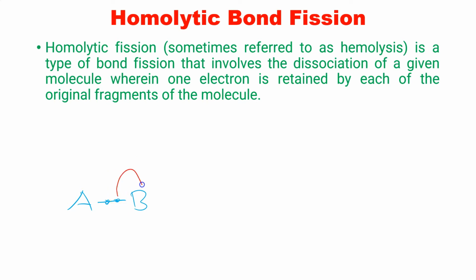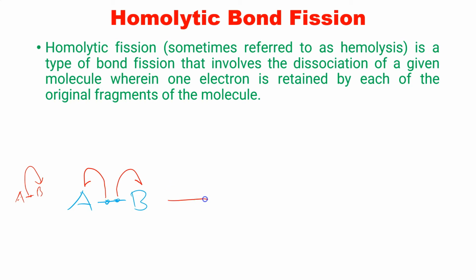So one electron comes towards A and one goes towards B, and this arrow is a fishhook arrow which has only a half head. It does not have a full double head, because it indicates that only one electron is being transferred. When there are two electrons, as we will see in the case of heterolytic fission, if the total electron pair is transferred to B, then it is shown by an arrow with a full head. Here it only has a half head.